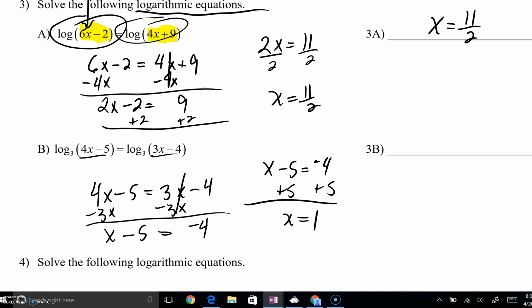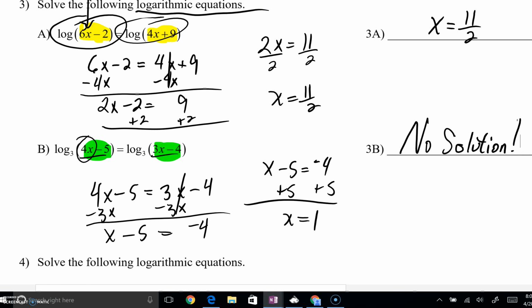Why? Because the inside part here, when you let x equal 1, 4 times 1 is 4. 4 minus 5 is negative 1. When you get a negative inside of that log, there is no solution. So always do a check. And that's it for problem 3.